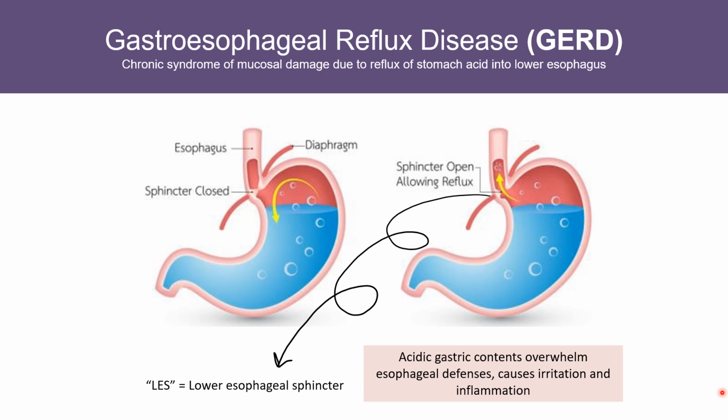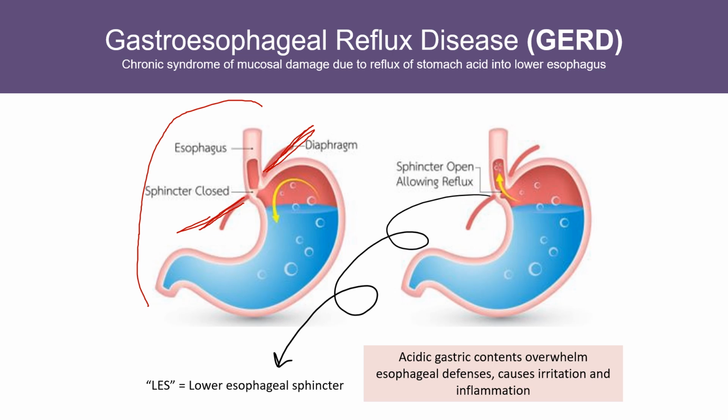So next is gastroesophageal reflux disease, which is known as GERD. So this is a chronic syndrome of mucosal damage due to reflux of stomach acid into the lower esophagus. So let's look at this picture here. All right, so the picture on the left is a normal stomach. That's what it should look like. So we have our esophagus and there's our diaphragm. So our diaphragm is a muscle and it sits right here. So our stomach connects to the esophagus and it's right in between our diaphragm.